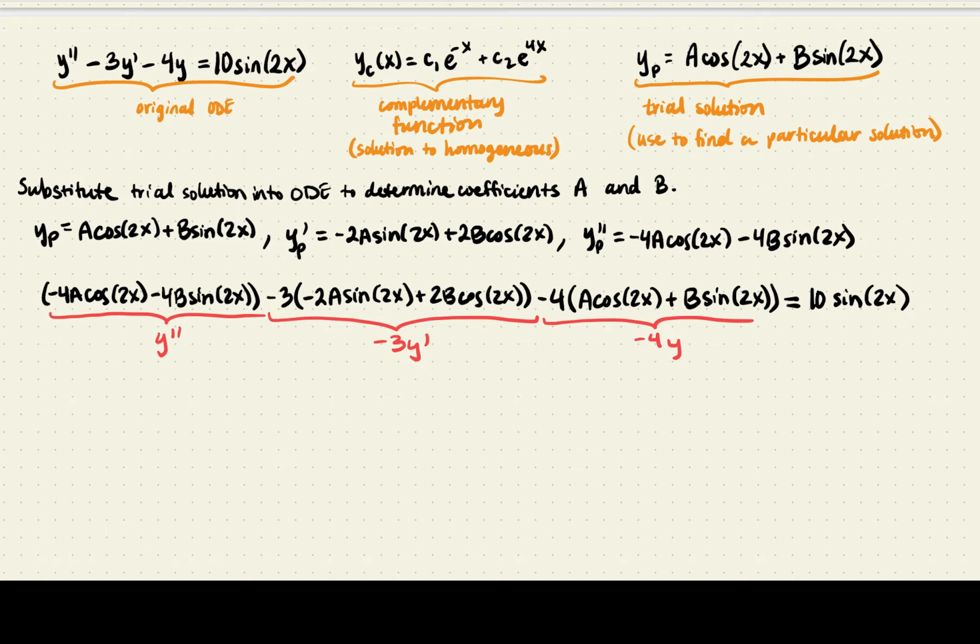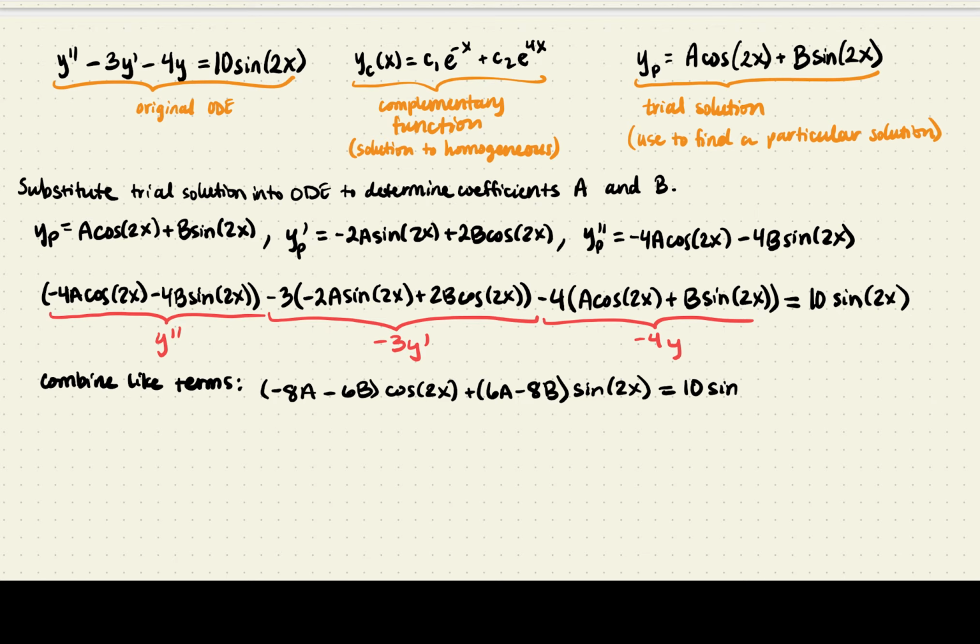All right, so now the plan is to combine like terms. So I'm going to group all the terms that have cosine next to them, and then I'll group all the terms that have sine next to them. And if you do that, you'll get negative 8A minus 6B cosine 2x plus 6A minus 8B sine 2x, and that's equal to 10 sine 2x.